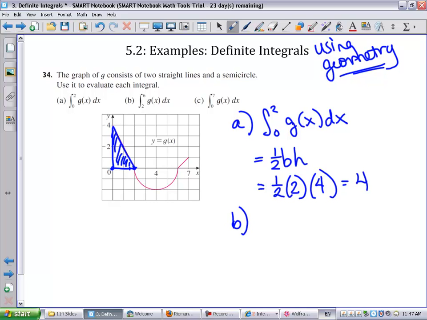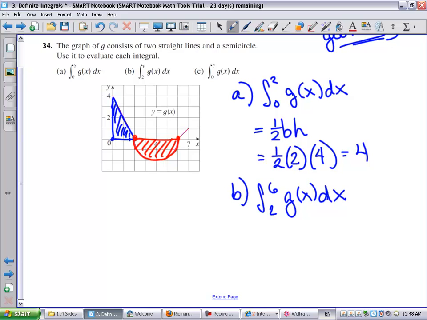So question B says the integral from 2 to 6 of g of x dx. Now here this is negative, and we're trying to find the area of a semicircle. So it's going to be the area formula for a semicircle, which is 1/2 pi r squared. Pi r squared is the area for a circle, a half, because it's only half a circle. But we have to put a negative sign in because it's below the x-axis. And so in this case, it's negative 1/2 pi, and the radius is 2. So we end up with negative 2 pi.